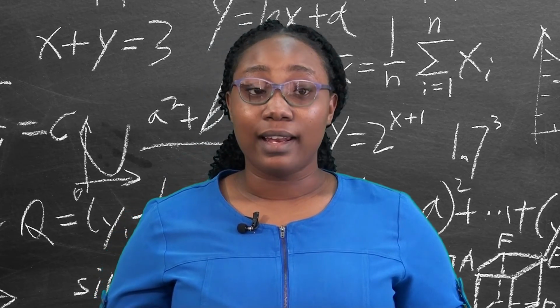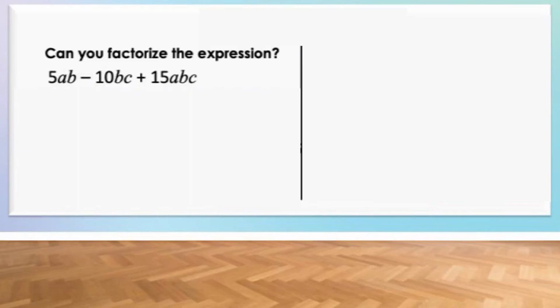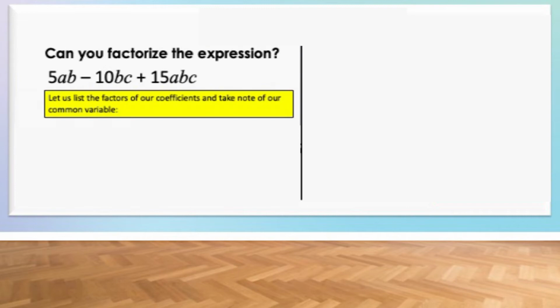Let us explore a little further. Can you factorize this expression? 5ab minus 10bc plus 15abc. Do you remember what to do? Wonderful. We need to identify any common variable and find the highest common factor. Let us list the factors of our coefficients and take note of our common variable.